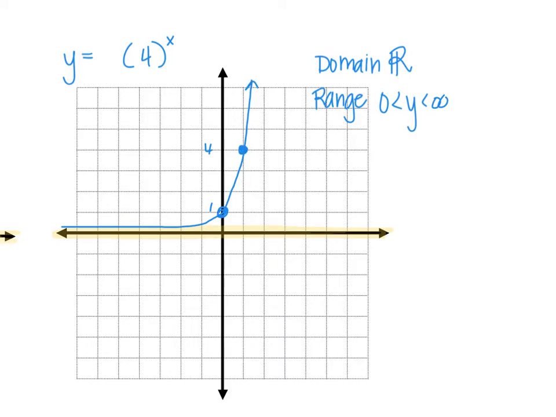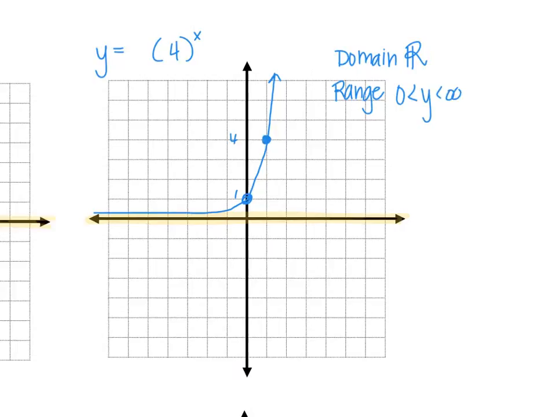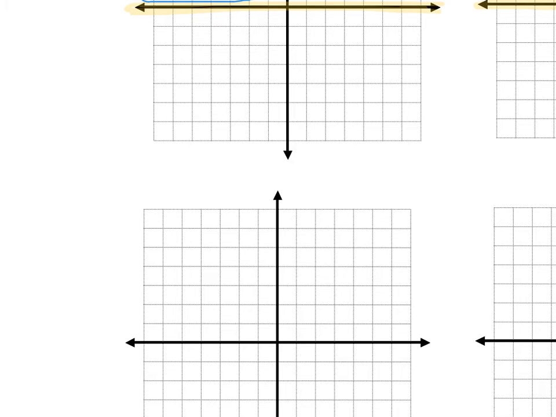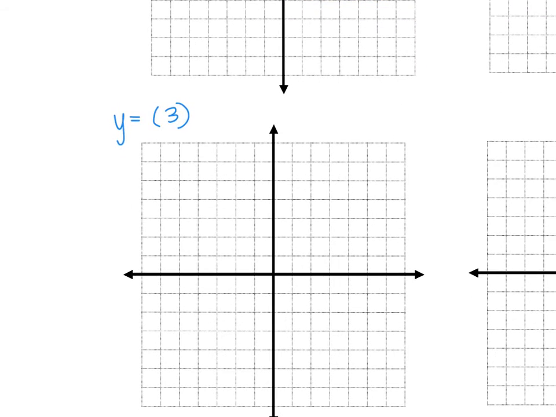Okay, any questions on that? Good so far? Okay, let's try another one. So how about y equals parentheses 3 to the x, and then let's put a negative in front of that.